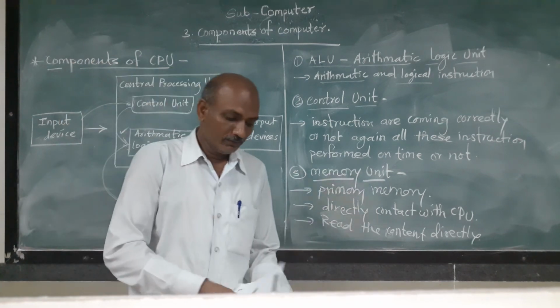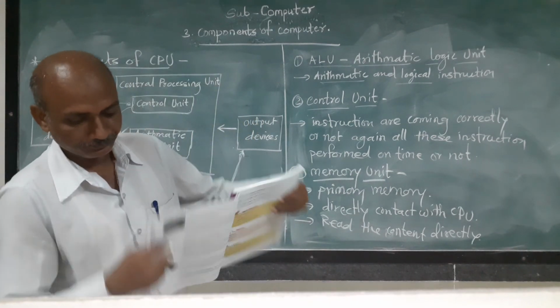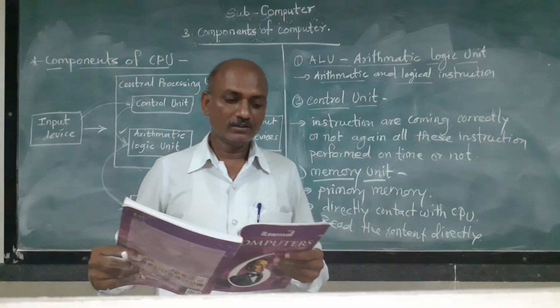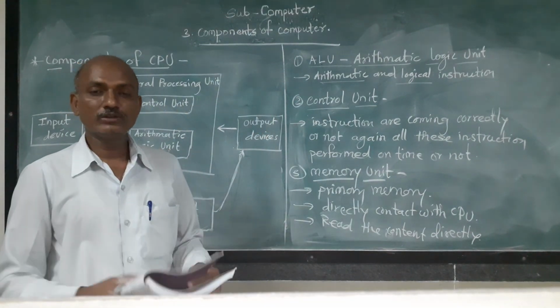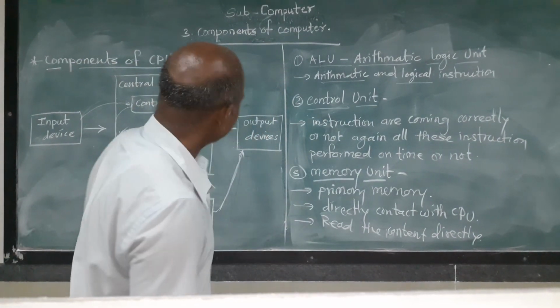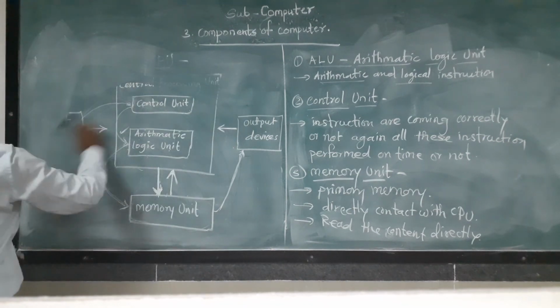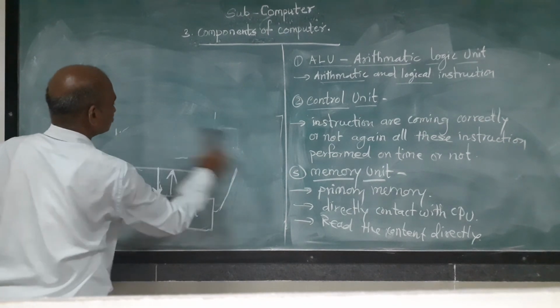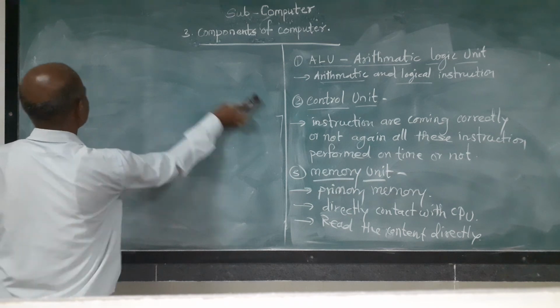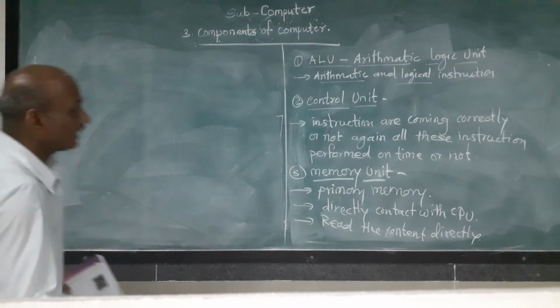Now, this main memory is also classified. Main memory can be categorized into two types. Which are the two types? See, main memory is categorized into two types.